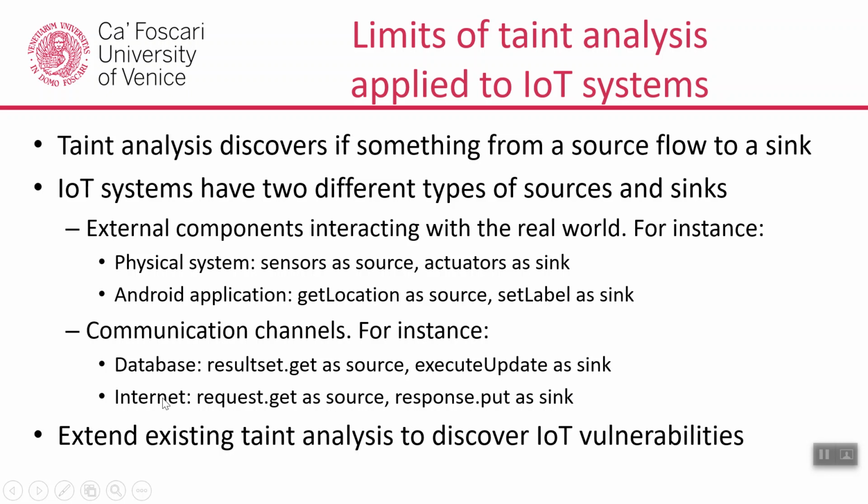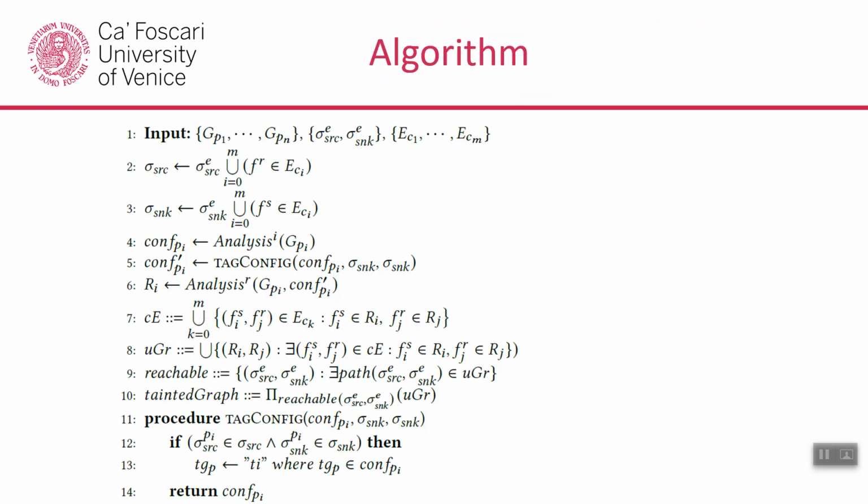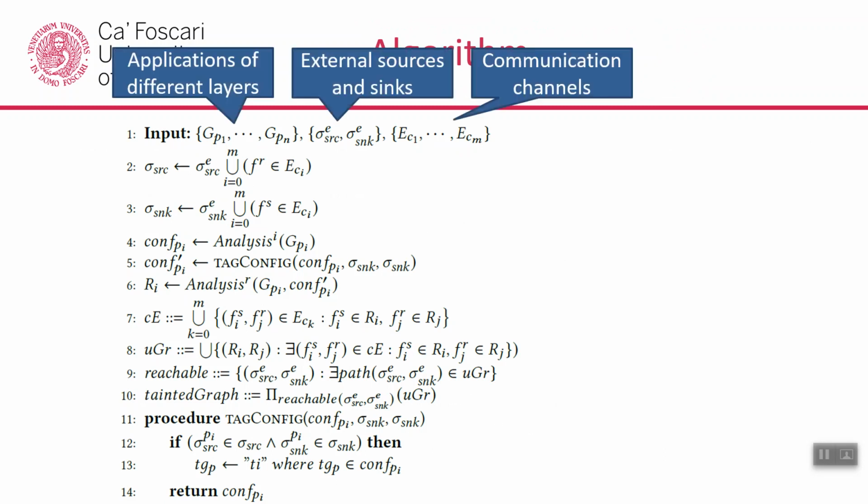The goal of our work is to extend existing taint analysis to discover IoT vulnerabilities. This is the algorithm as it's described in the paper. Let me explain very briefly, intuitively, what it does. First of all, let's start from the input. We have three inputs. One is the set of the applications of the different layers of our IoT system.